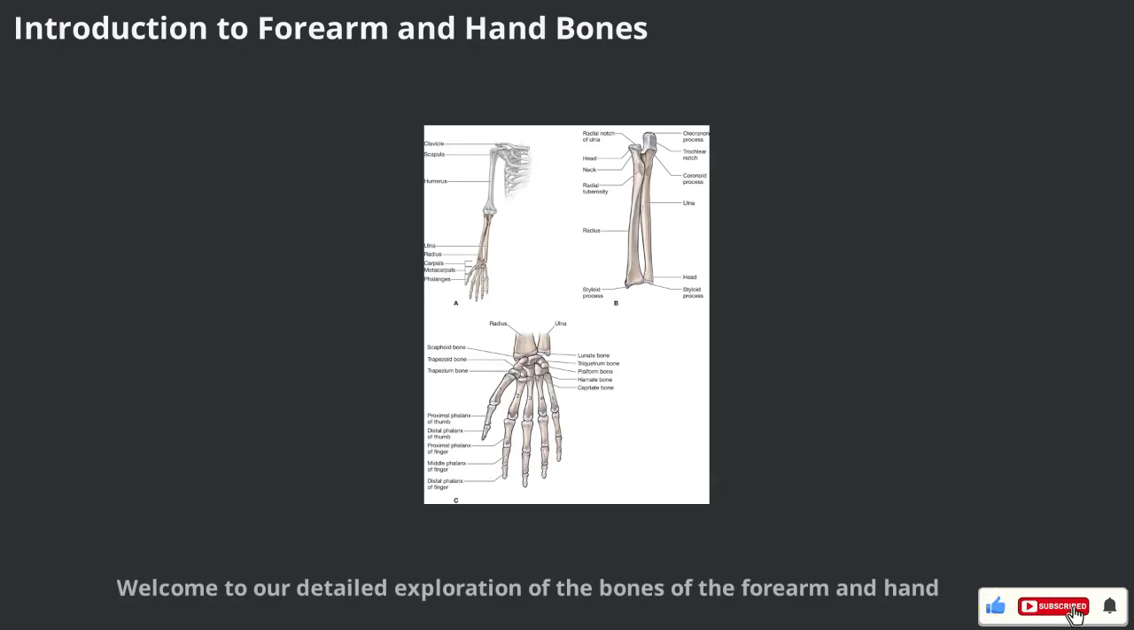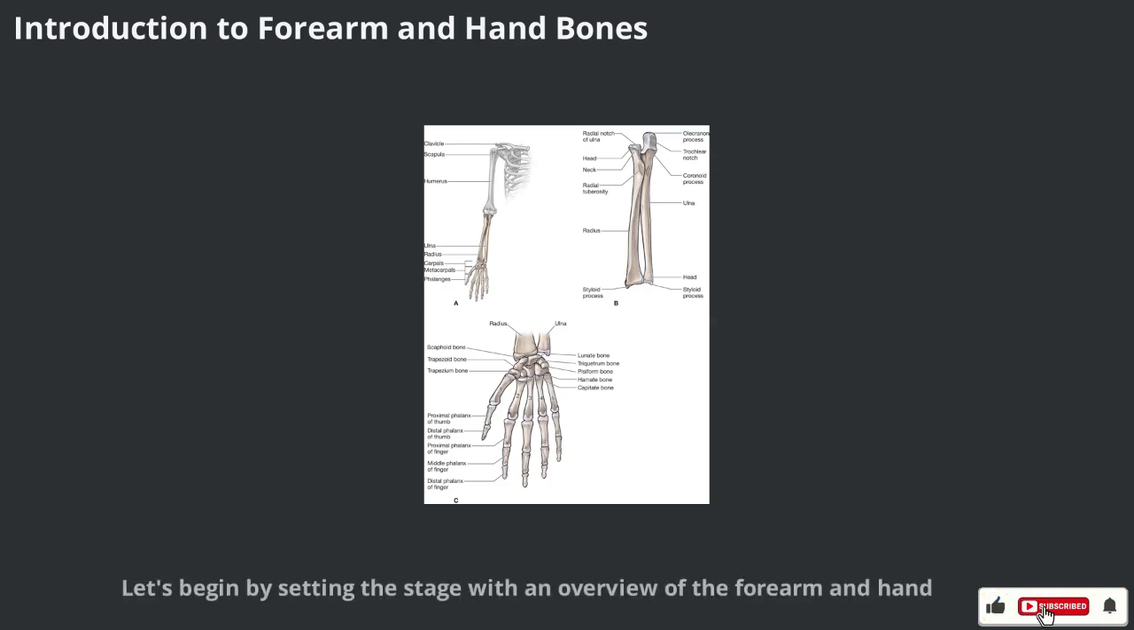Welcome to our detailed exploration of the bones of the forearm and hand. In this video, we'll journey through the anatomy of the radius and ulna, the carpal bones, and the metacarpals, understanding their structure, attachments, ossification, and clinical significance. Whether you're a student of medicine, physiotherapy, or just curious about human anatomy, this guide will help you visualize and remember the key features of these essential bones.